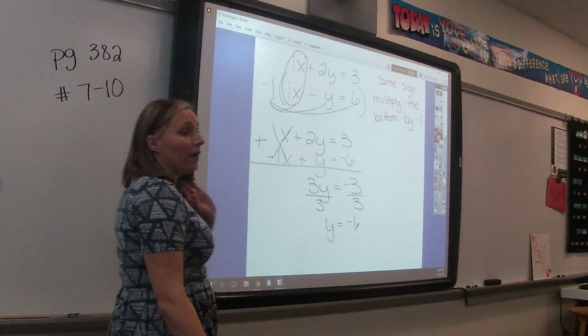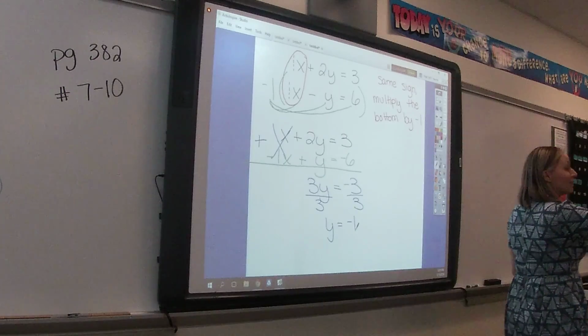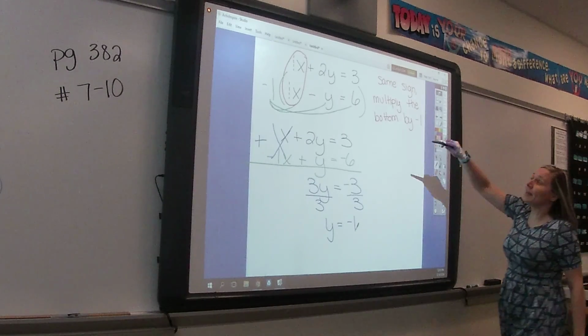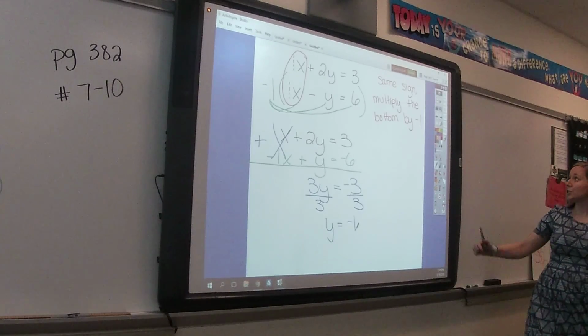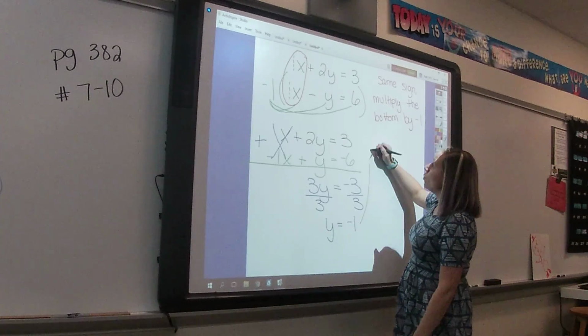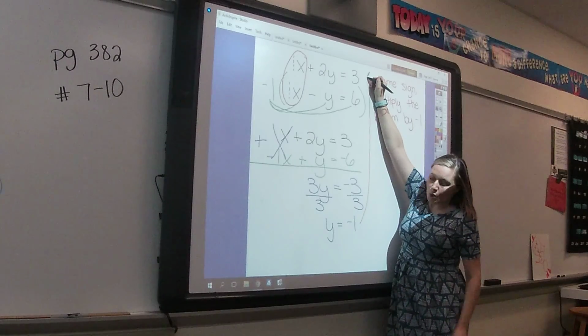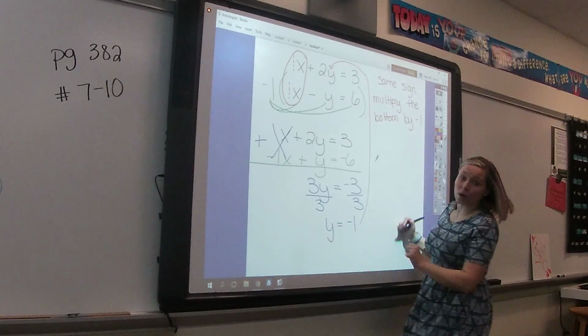Are we done with y equals -1? No, we gotta find the x, because we have to plug it back in. You can plug it back in now to any of these equations. Which one would we like to plug back into? The very top. Which variable am I plugging in for? Y, because that's what I solved for.